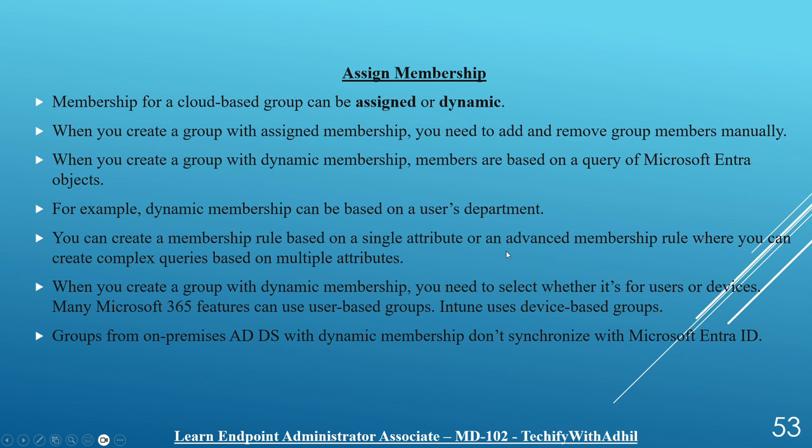You can create a membership rule based on a single attribute, or an advanced membership rule where you can create complex queries based on multiple attributes. When you create a group with dynamic membership, you need to select whether it's for users or for devices. Many Microsoft 365 features can use user-based groups. Intune uses device-based groups.